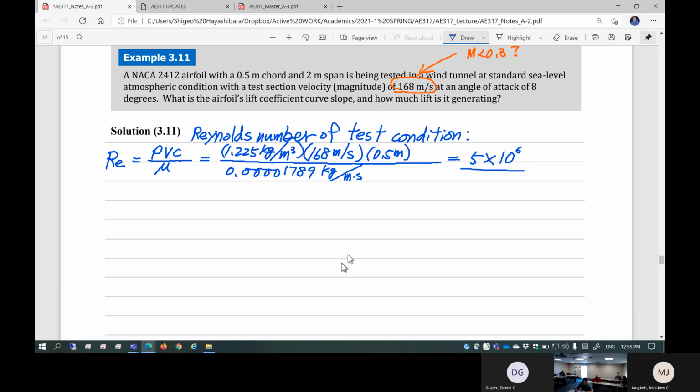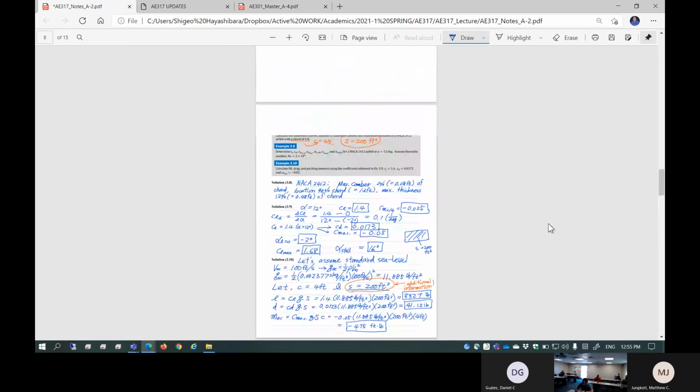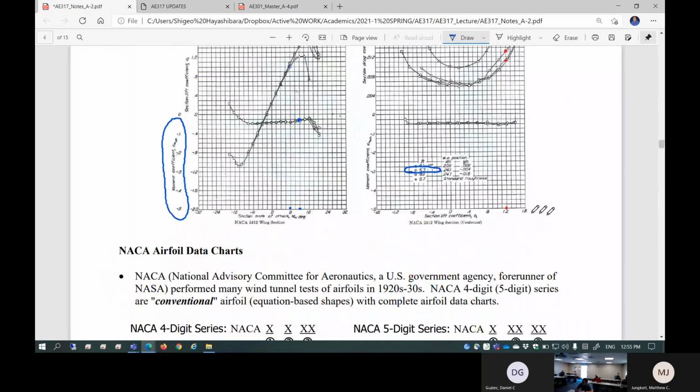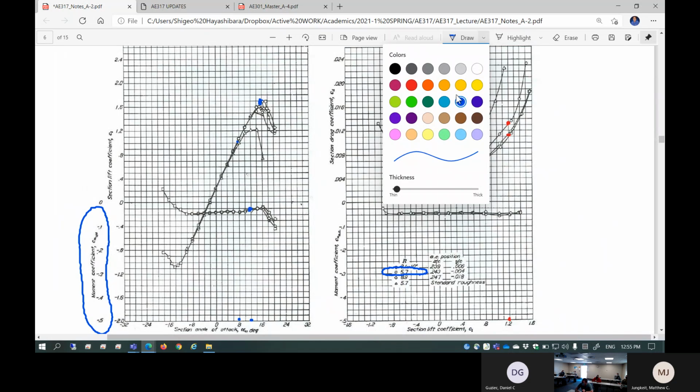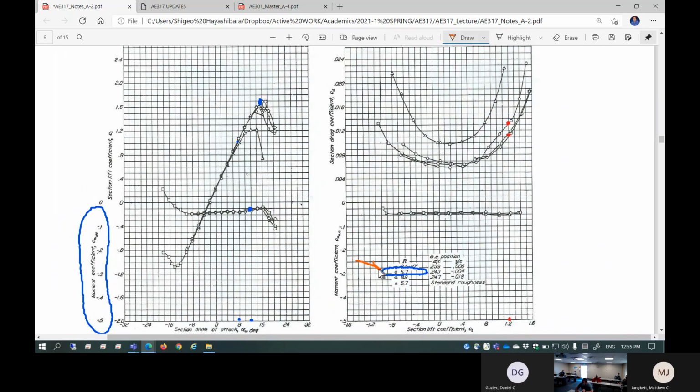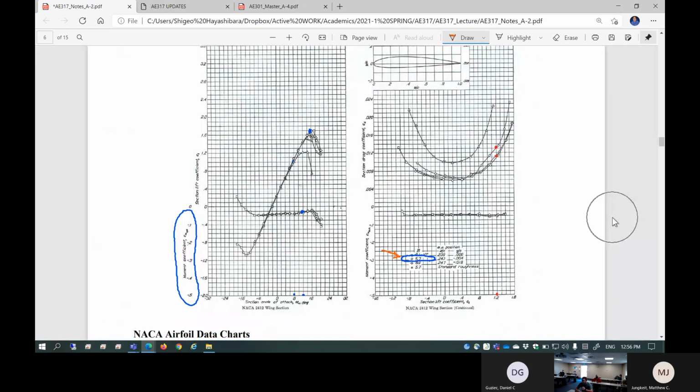So if you go back and take a look at the NACA 2412 airfoil data, do you have such a Reynolds number data set? Yes, you do. Okay, so I'm going to quickly go back to the NACA data chart once again. Here we go. You pick up this Reynolds number, 5 times 10 to the 6, out of this chart. So the Reynolds number matches up with one of those data sets. However, the Mach number is more than 0.3 in this case. That means whatever data you read off of this chart needs to be corrected due to the compressibility. So let's take a look at it.